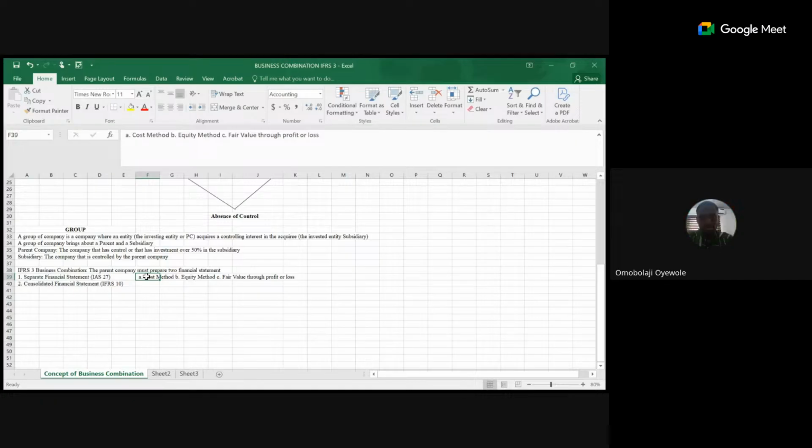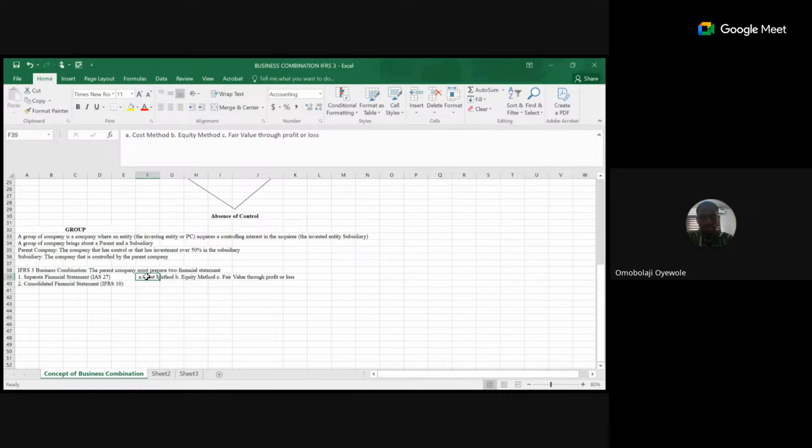I said, you know that the reason why we are preparing the separate financial statement is as a result of our investments in the subsidiary. So IAS 27 is now saying that because we have invested in the subsidiary, we have to prepare a separate financial statement. A separate financial statement must be prepared in line with the following methods according to IAS 27. We can use either the cost method, the equity method, or the fair value through profit or loss method. Those are the three methods available for preparing a separate financial statement.